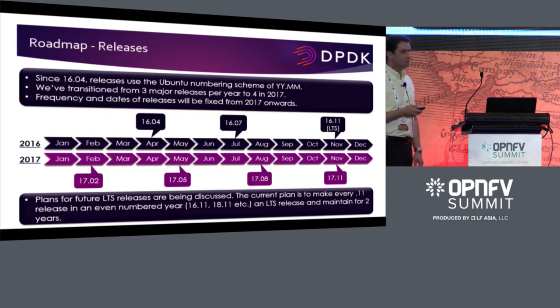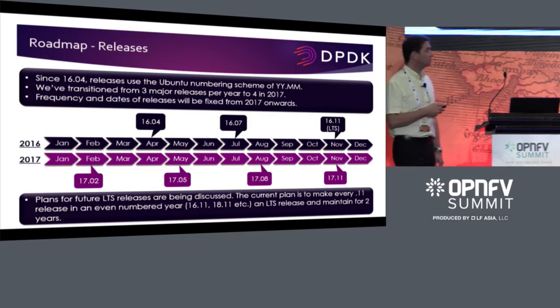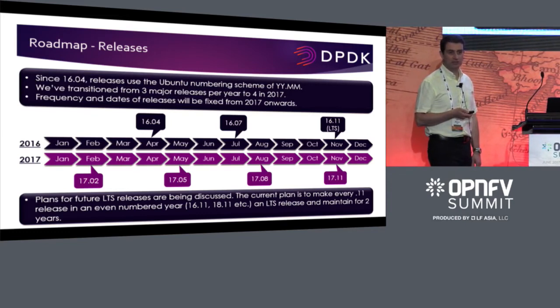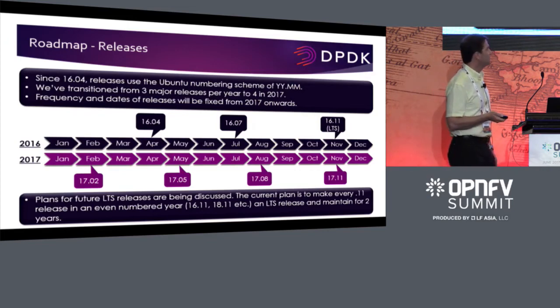The other thing to note, I suppose, is that through 2017, we moved to a model where we were doing quarterly releases. So we have 4 major releases this year. Just finished 17.05, just coming towards the end of the development cycle for 17.08. And then we'll have a 17.11 at the end of the year.